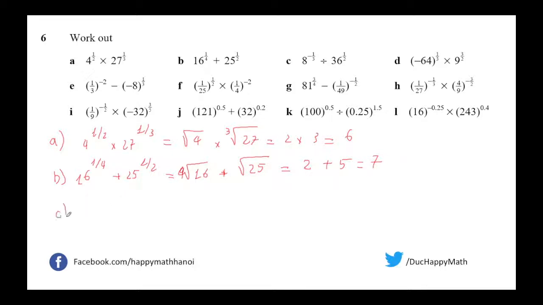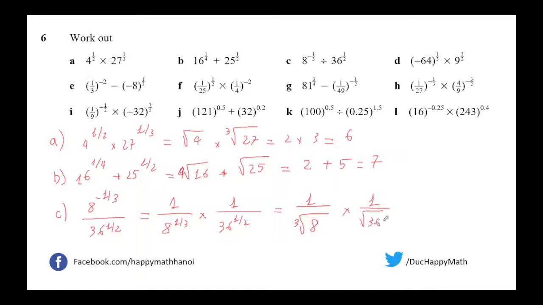Okay, question C. A little bit more complicated, so just work step by step. The first thing I want to read here is (1/8)^(1/3) times (1/36)^(1/2). So 1 over the cube root of 8, times 1 over the square root of 36. That is 1/2 times 1/6, which means 1/12.